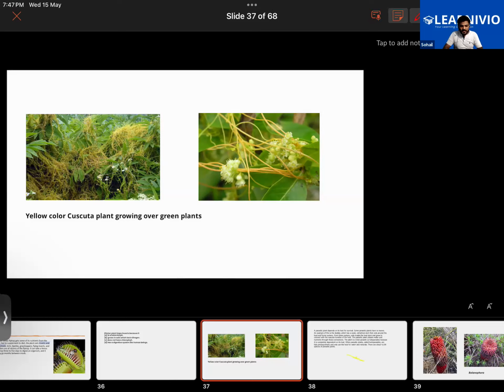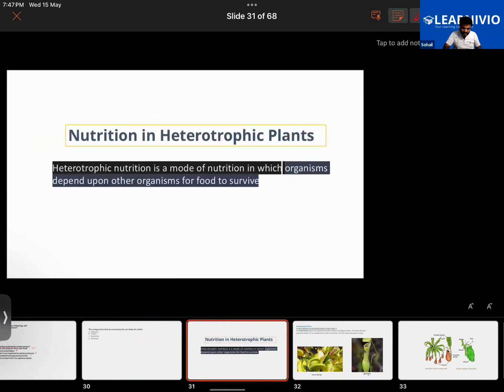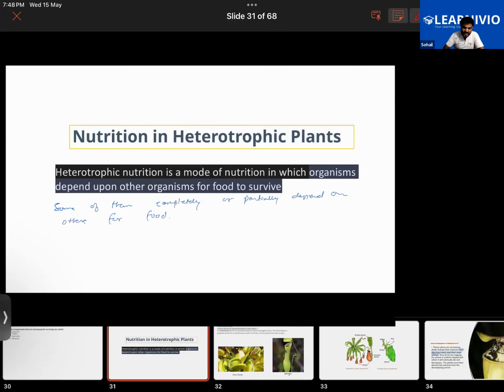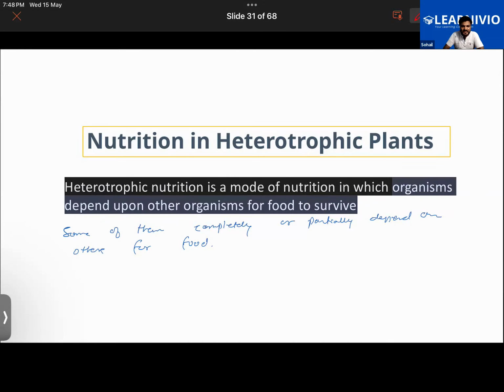Okay, now heterotrophic plants are unable to make their own food. Another thing we have discussed here is that some of them completely or partially depend on others for food. Under this category of heterotrophic plants you will have different types. For example, you will have insectivorous plants, parasites, saprophytes, and symbiotic plants. So let me list down the different types of heterotrophic plants which we are going to study about.